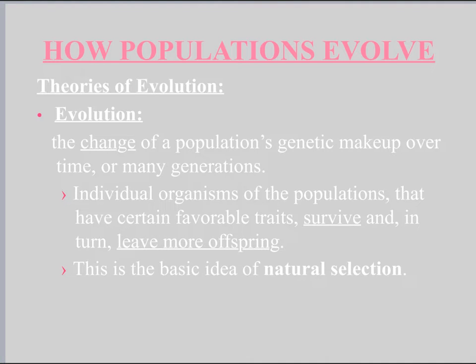So, how populations evolve. Notice it says here populations. It does not say individuals. Individuals do not evolve. Single organisms cannot evolve. Only a population can evolve. An individual is born with the genetic makeup it already has. It's not going to create new genetics in the middle of its life. Okay? So only the population can actually change.